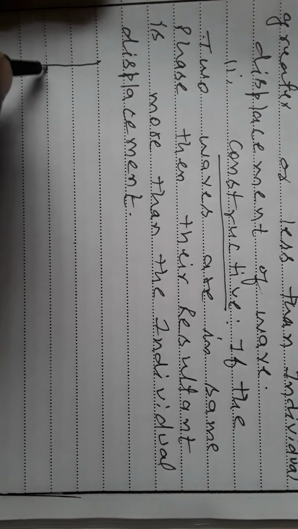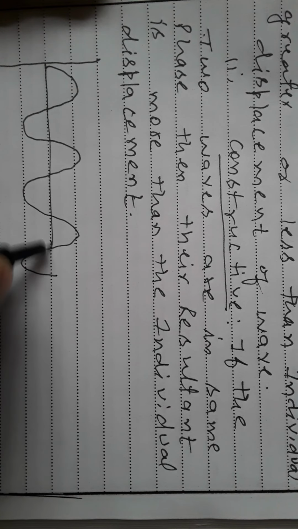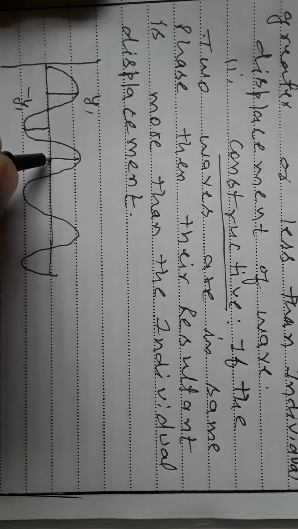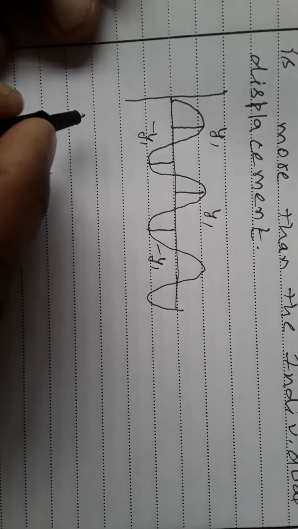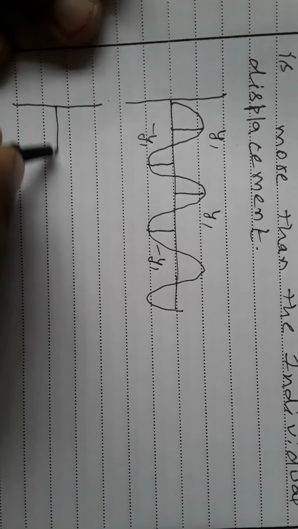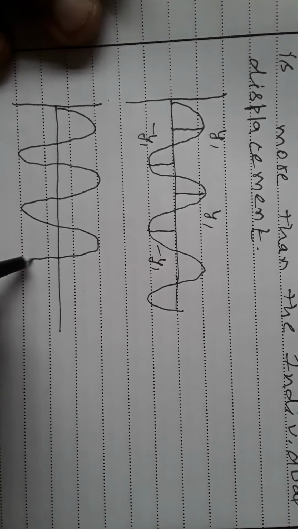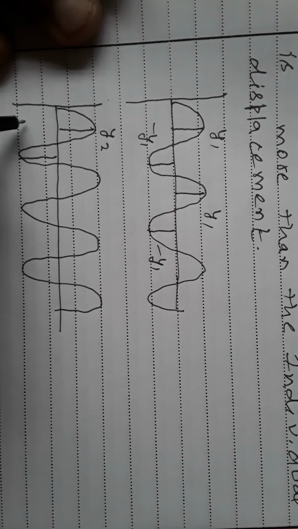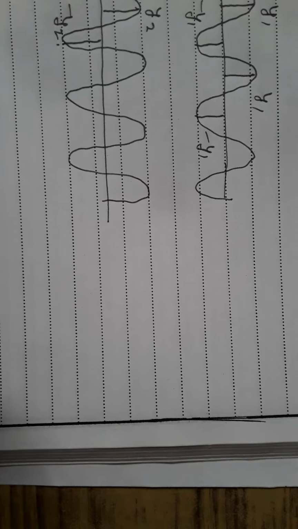Let us consider two waves having displacement y1. This is known as crest, this is known as trough, and the second wave having displacement y2 and minus y2. Now they superimpose with each other.